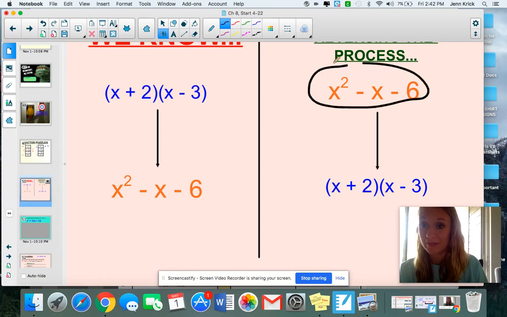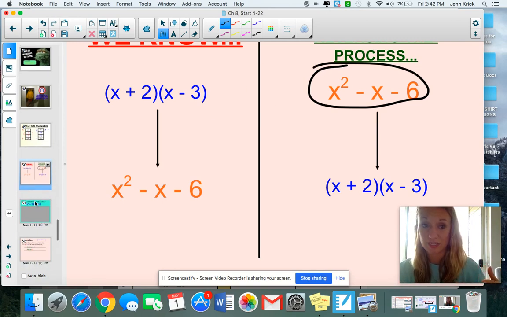This is what I'm going to give you, and you have to factor it into two binomials. Okay, so we're taking a trinomial and we're factoring it into two binomials. That's what we're doing. We're reversing the process that we did last week. Once you understand how to do this, you're going to be able to use it to solve quadratic equations, and it's going to be life-changing for you, I promise.